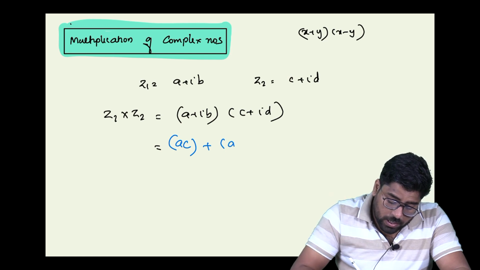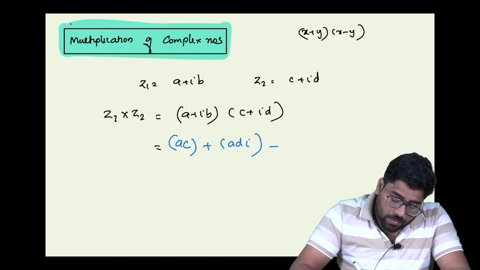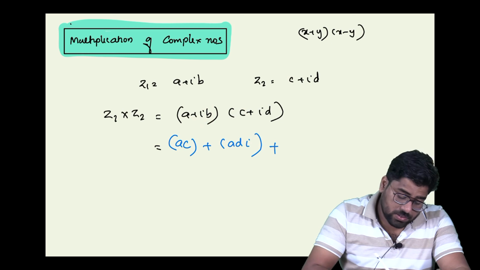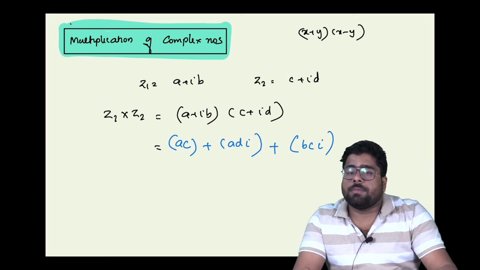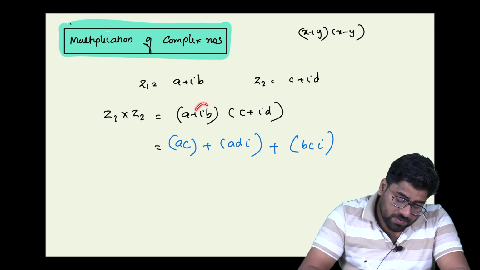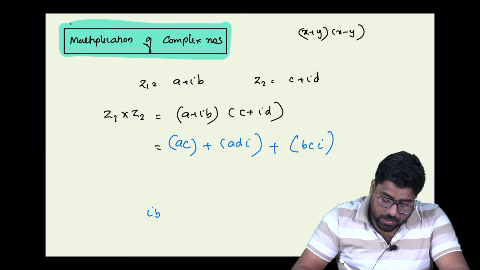It is nothing but ad into i. My third term is going to be ib into c, which can be written as bc into i. And the last term is going to be very interesting. It is going to be ib into id.